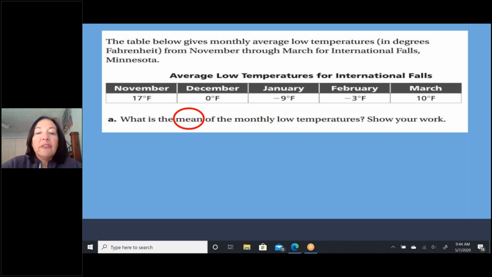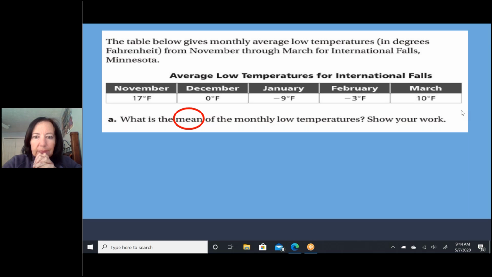Yes. Okay, good. These are tricky because there are some negatives and they also threw a 0 in there. So go ahead and try and solve it and then we'll compare answers. Okay. Let me see if I remember how to do this. Oh shoot. 17 plus 0 plus -9 plus -3 plus 10.